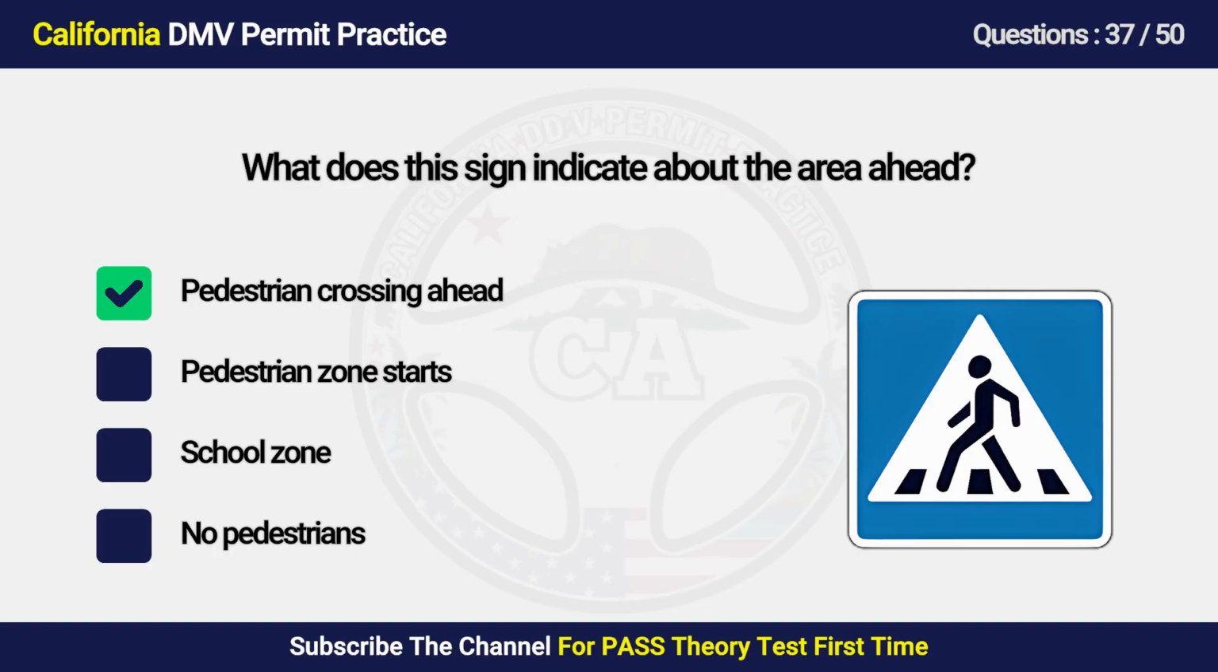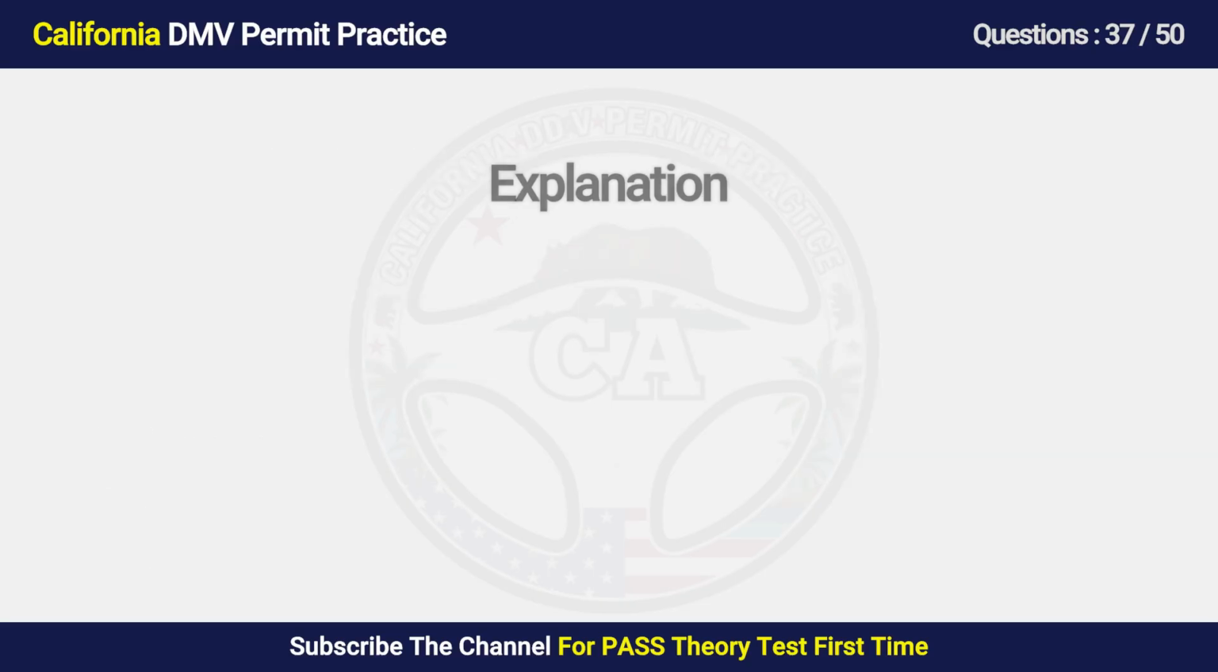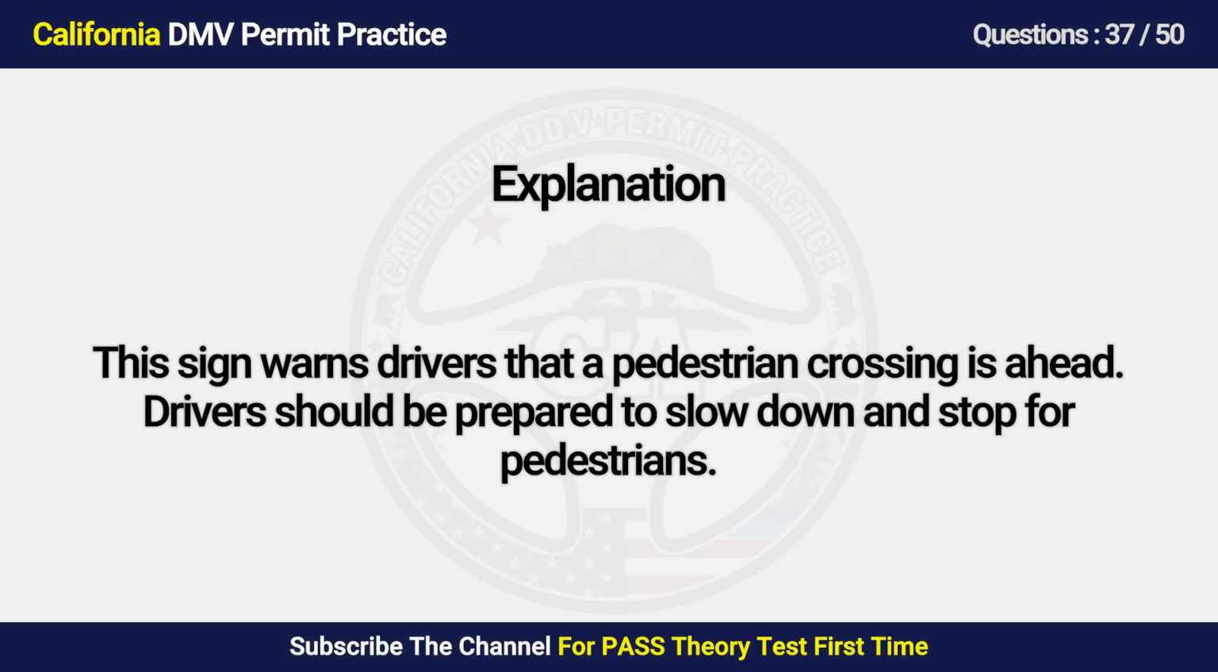Answer is A. Pedestrian crossing ahead. This sign warns drivers that a pedestrian crossing is ahead. Drivers should be prepared to slow down and stop for pedestrians.